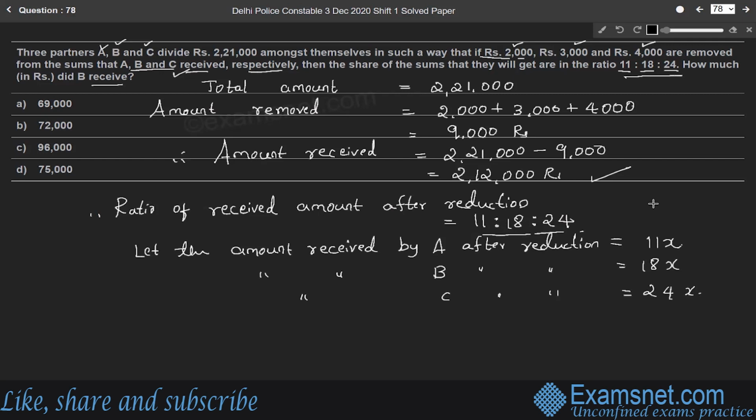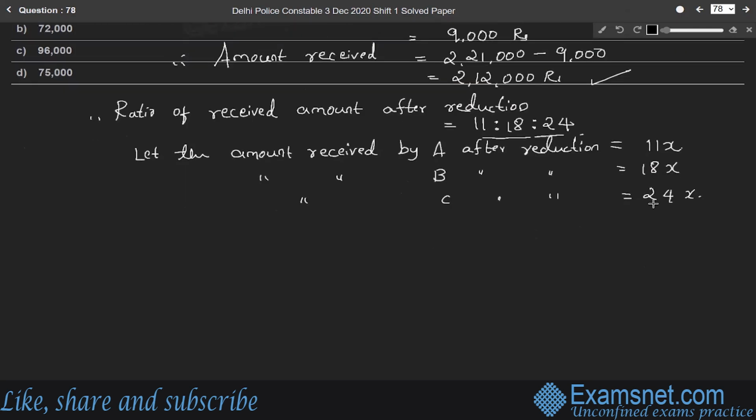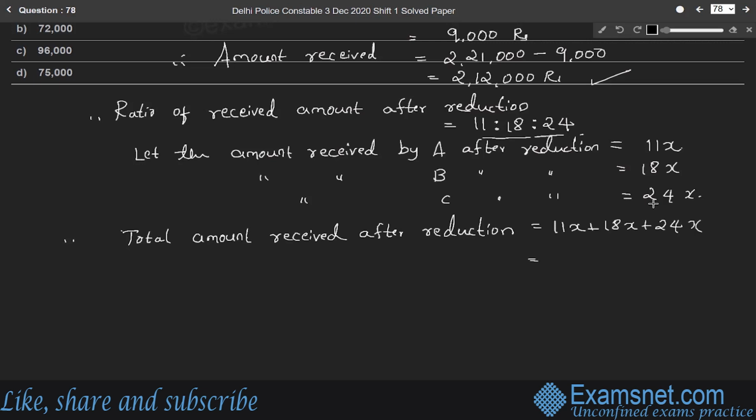So what is the total amount received by A, B and C together after reduction? Therefore, total amount received after reduction is equal to 11x plus 18x plus 24x, which is equal to 53x. So this total amount received after reduction is equal to 2,12,000, right?